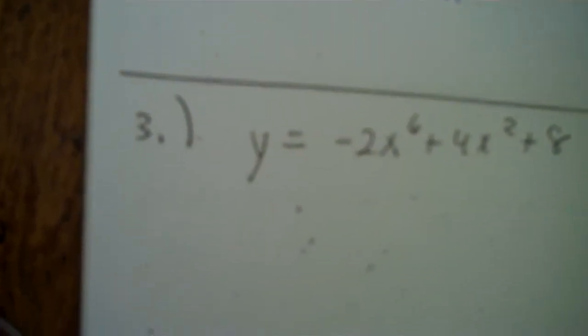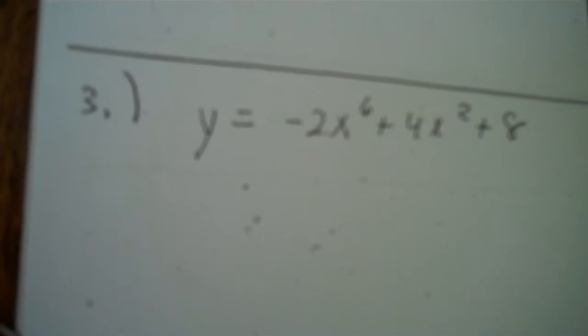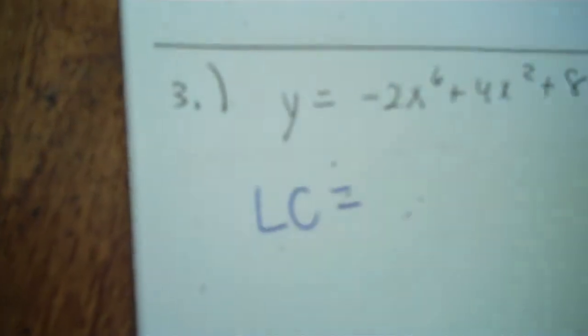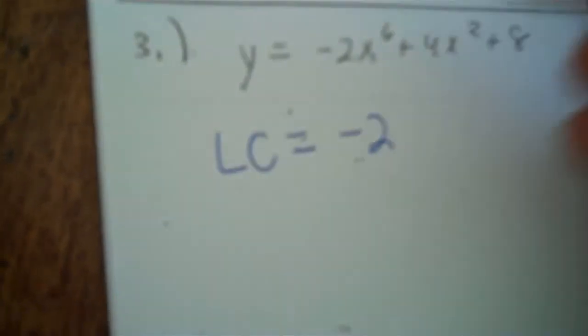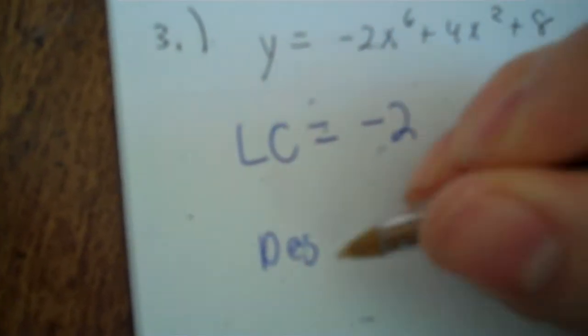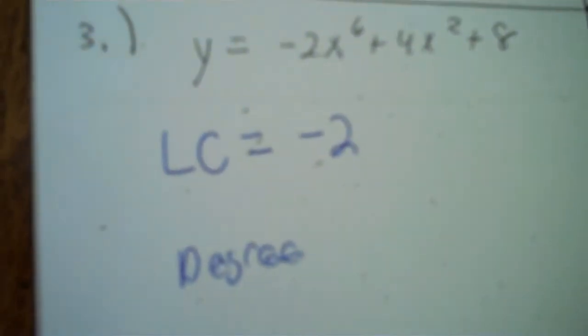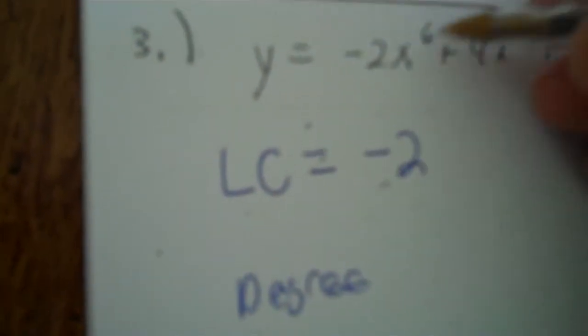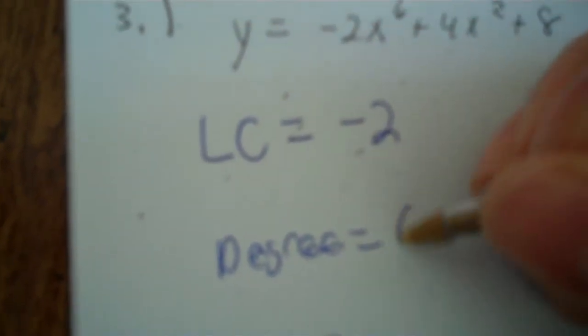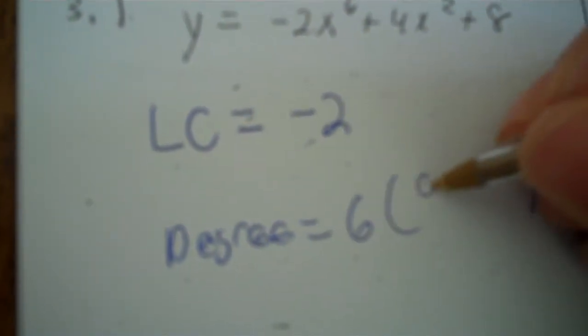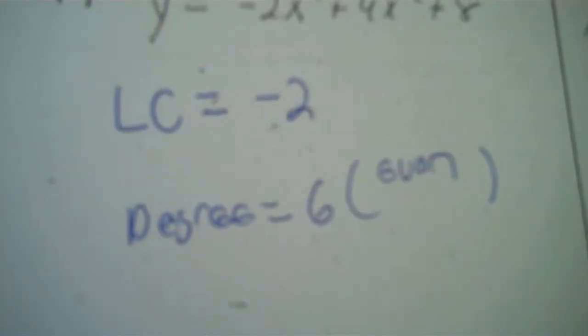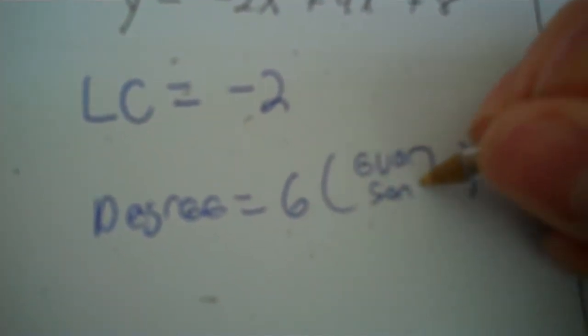Y equals negative 2x to the sixth power plus 4x to the second power plus 8. So leading coefficient is negative 2, which tells me that that's negative infinity. And the degree is 6, that's even. So an even degree means the end behaviors have to be the same. So negative infinity, negative infinity.